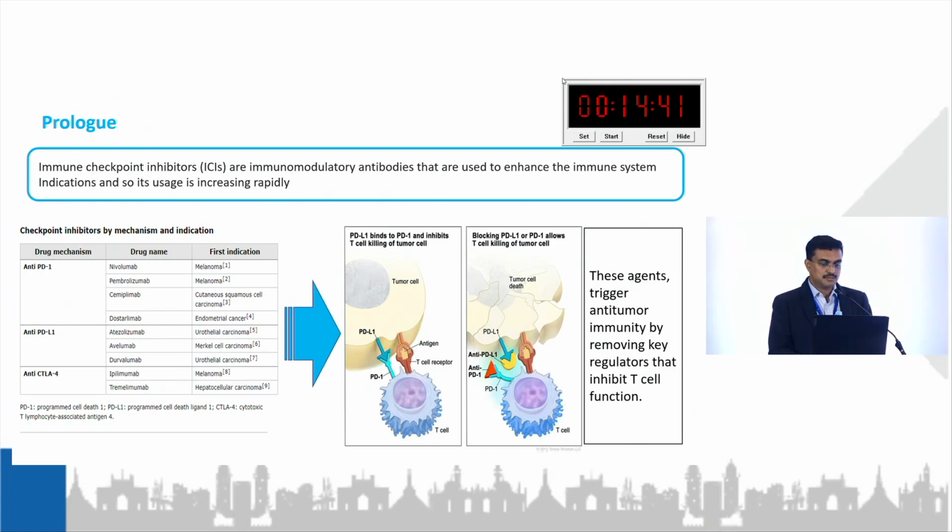The immune checkpoint inhibitors are immunomodulatory antibodies that are used to enhance the immune system. Indications, and so its usage is increasing rapidly. So as endocrinologists, we need to be aware of this problem, and also we need to address and manage and diagnose this problem in our patients.